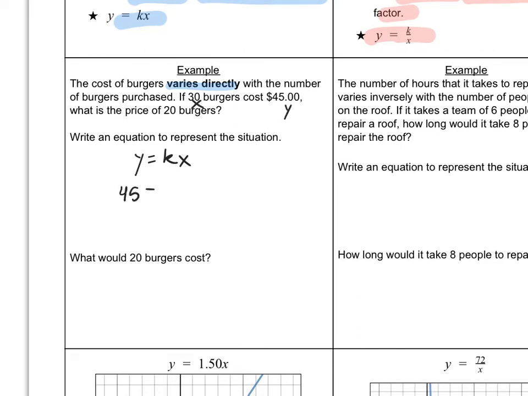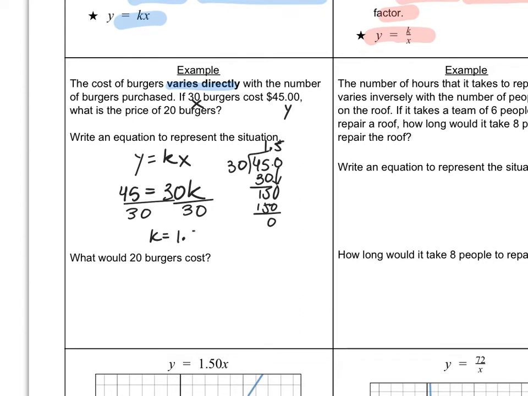So I can write 45 equals 30 times k, or k times 30. So k is my constant of proportionality. In this case, it's going to be the cost of each burger. So let's figure this out. I need to divide both sides by 30. And that gives me that each burger costs $1.50.